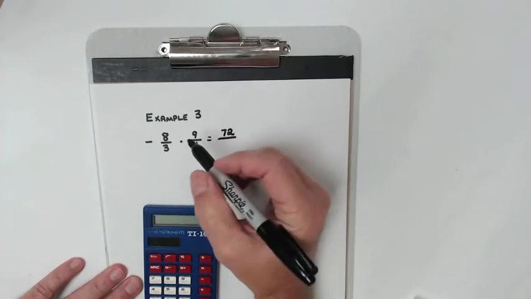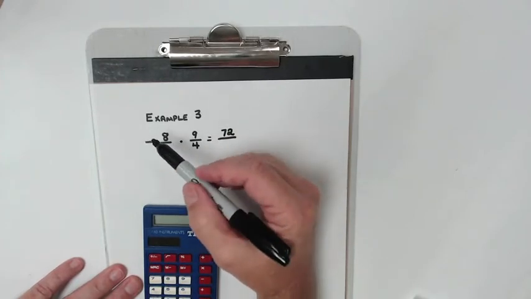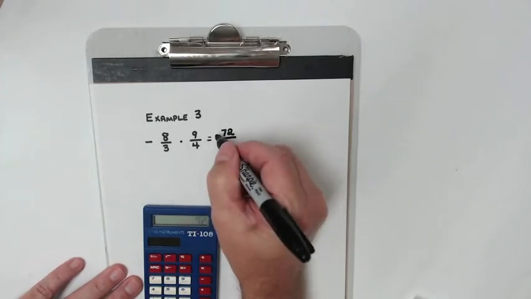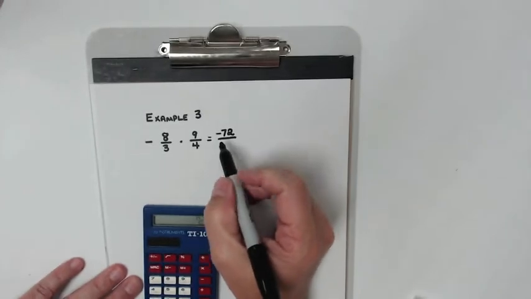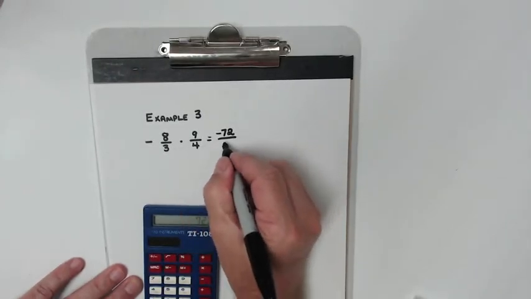And then I need to remember my rules for multiplying. If the signs are different, my answer is negative. I'm going to multiply my bottom numbers together to get this bottom number. 3 times 4 is 12.